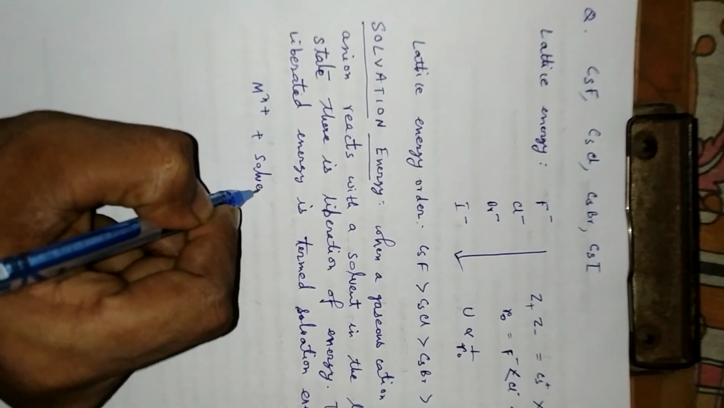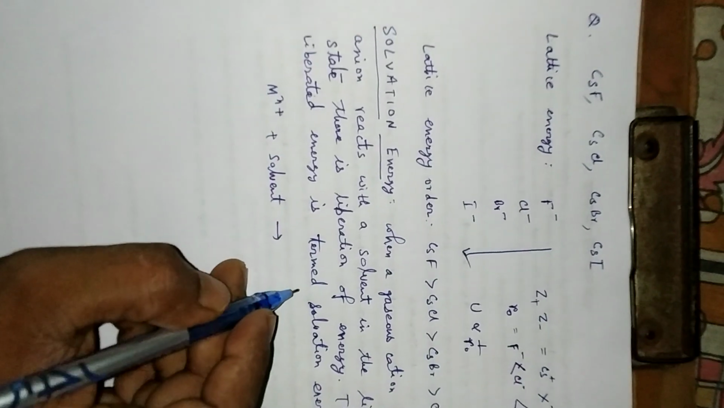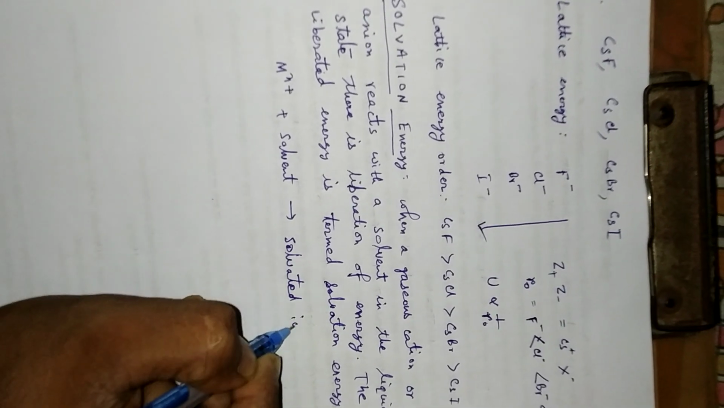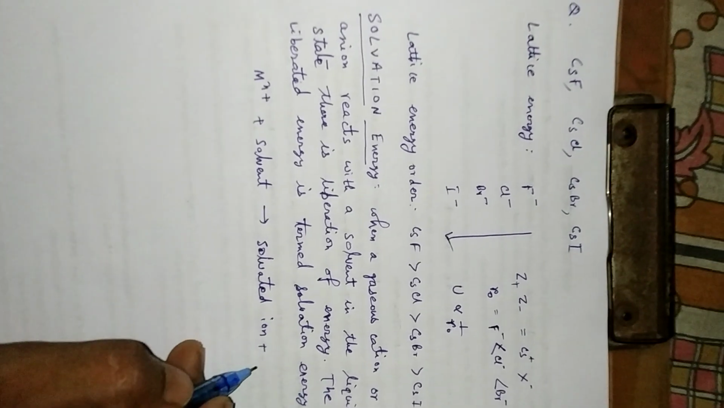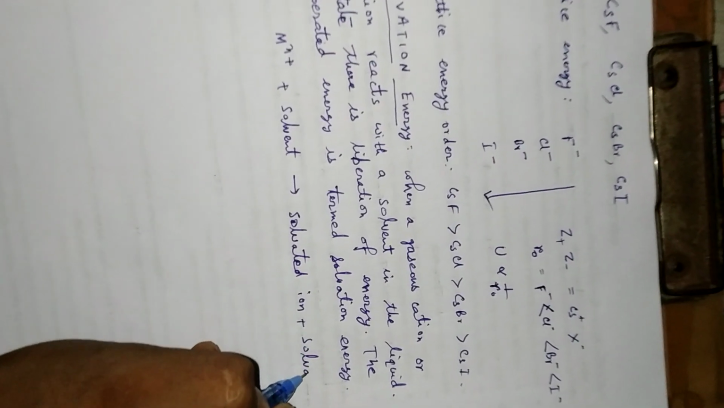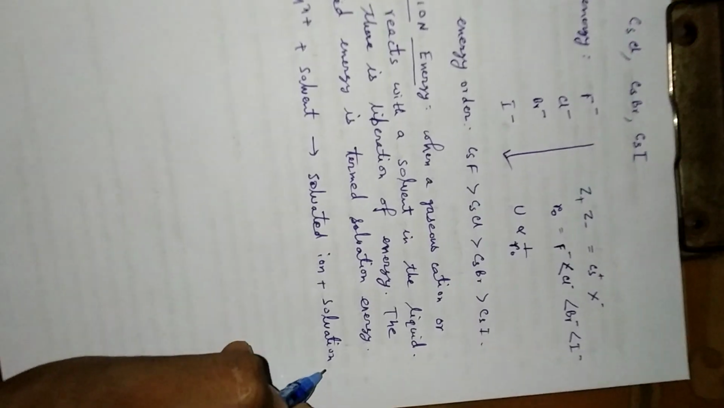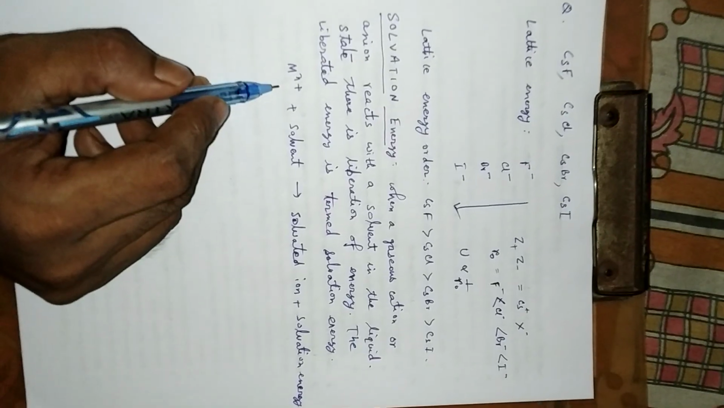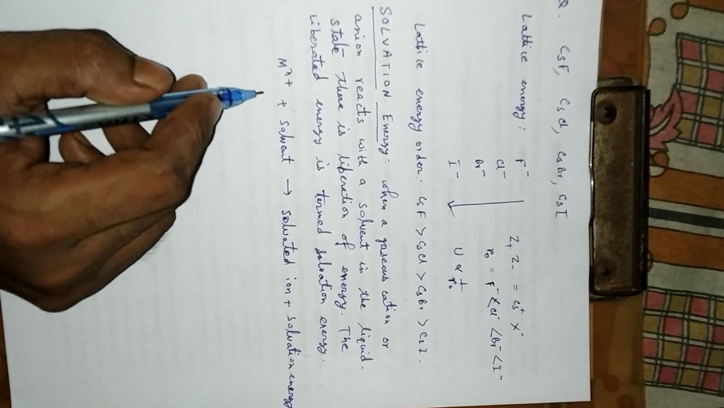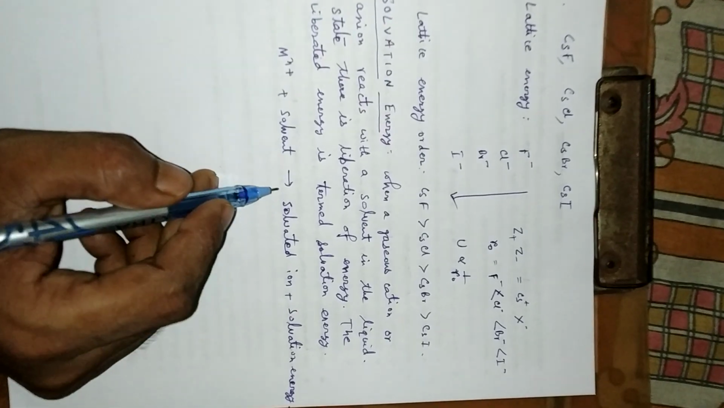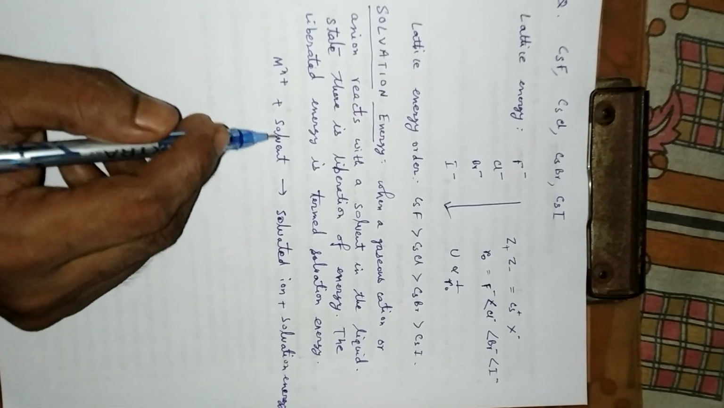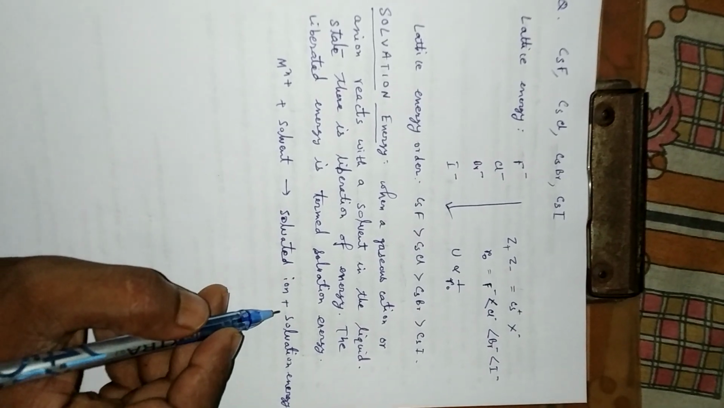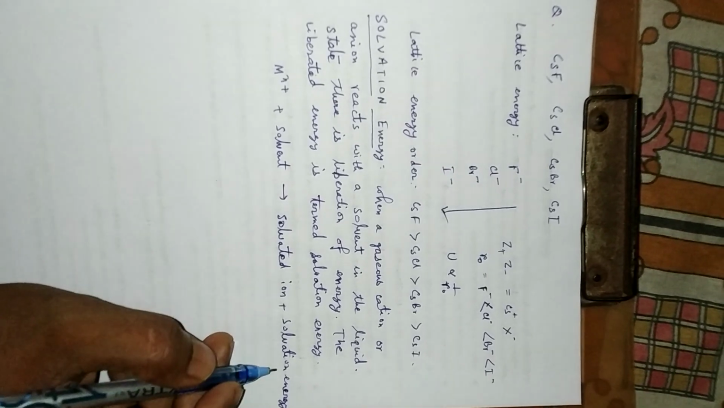plus solvent gives solvated ion plus energy, and the liberated energy is called solvation energy. So when a cation or anion in the gaseous state reacts with a solvent, the cation or anion will be surrounded by the solvent, so that is called a solvated ion, and the amount of energy is liberated. This liberated energy is called solvation energy.